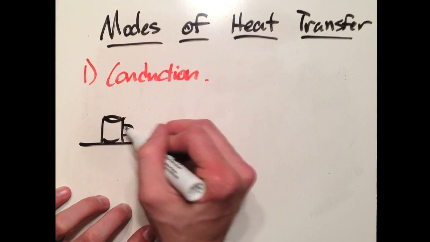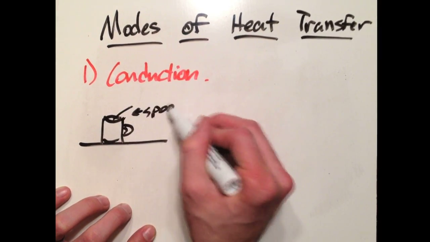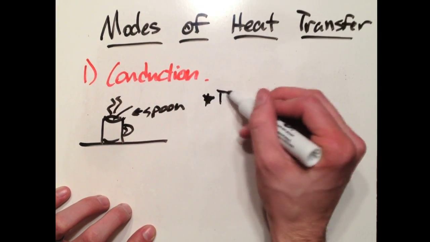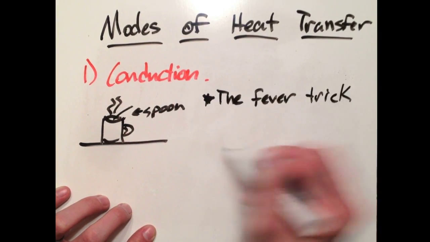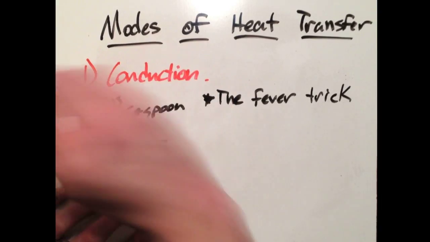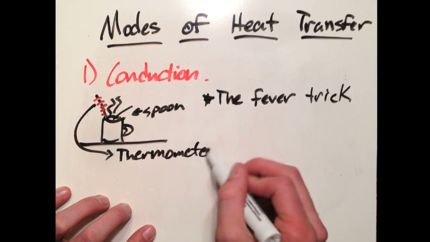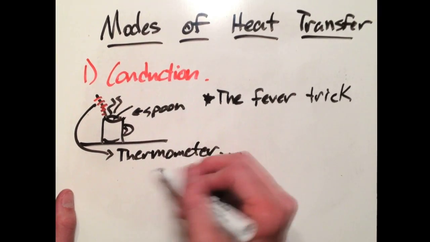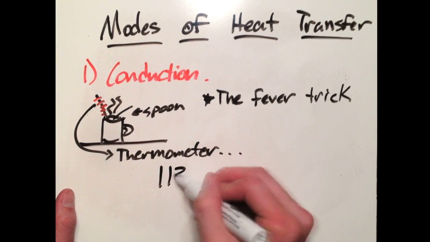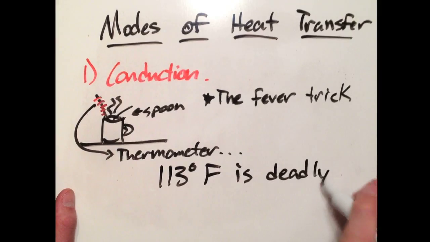For instance, if I have a hot cup of coffee and I put a spoon in it, that spoon becomes hot because of conduction. I tried this trick to try and trick my mom into thinking that I had a temperature. So I put my thermometer in there, and it turns out that my fever jumped up to about 113 degrees Fahrenheit. Needless to say, my mom didn't believe me.